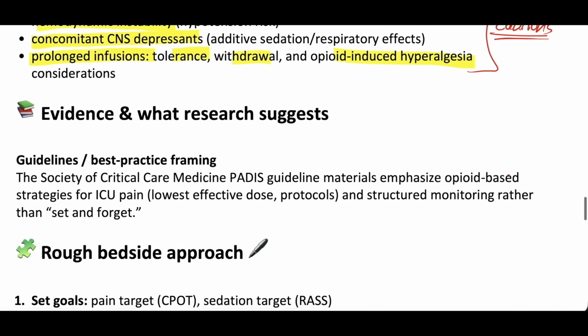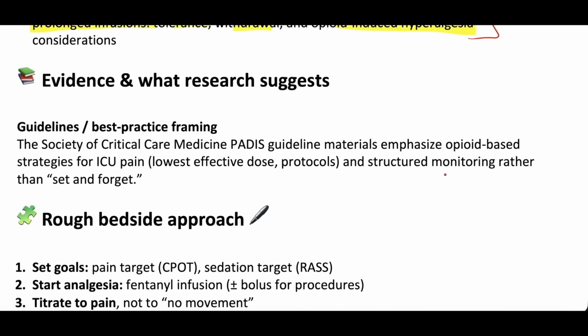Okay, evidence: what the research says, guidelines, best practices. The Society for Critical Care Medicine does emphasize opiate-based strategies for ICU pain, lowest effective dose, with protocols for an analgesia-first strategy. But just like you don't want to sedate away the pain, you don't want to give fentanyl to such high doses that it becomes sedating when you're no longer treating pain.